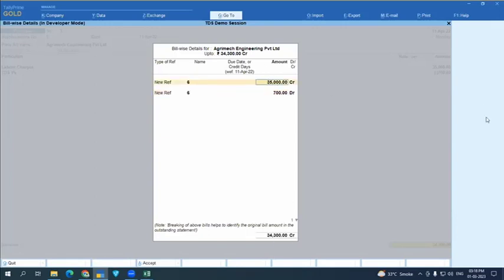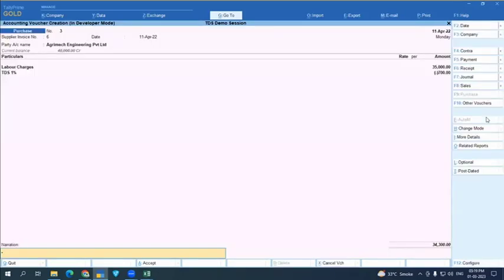But in a year, it is possible that the next party is going to reconcile your books with his statement, then he will ask you: we have given a 35,000 bill and you are passing 34,300. In that case, you have to just tell him that it was 35,000 and your 700 rupees is TDS. This is why Tally mentions it this way.